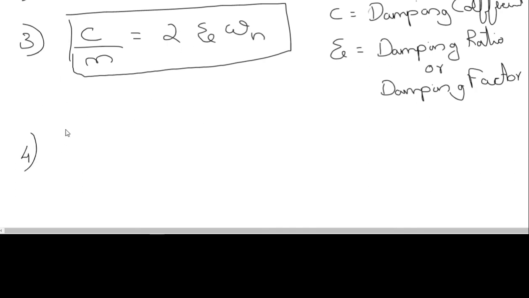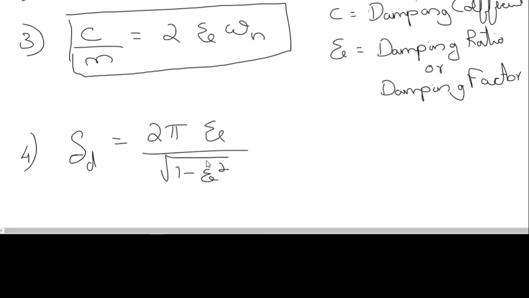Next equation you require is the one we derived last, that is logarithmic decrement delta d is equal to 2 pi epsilon over root of 1 minus epsilon square. So epsilon we can get from the earlier equation. If you know C, m and omega n, you can get epsilon. Put that epsilon in here and you can find logarithmic decrement.